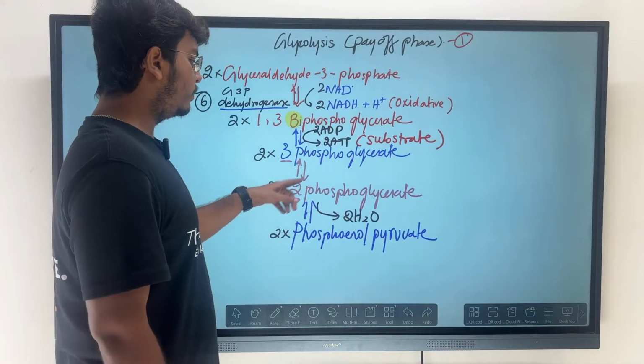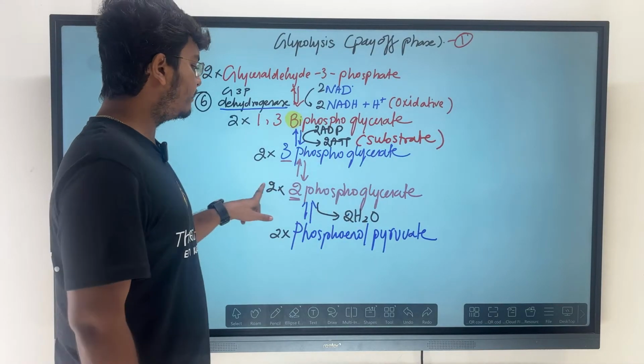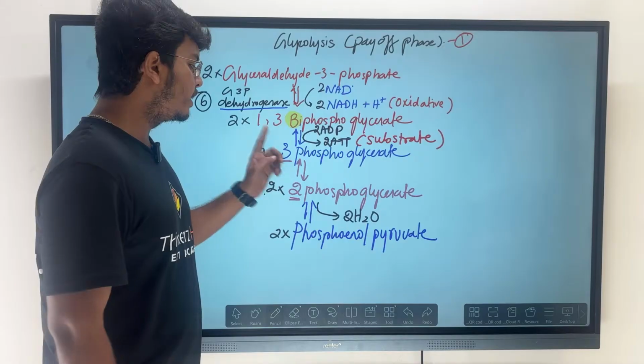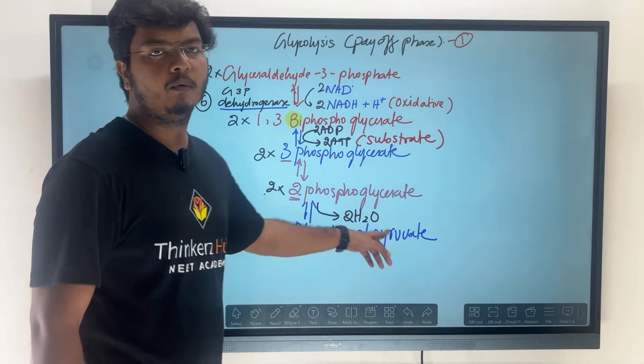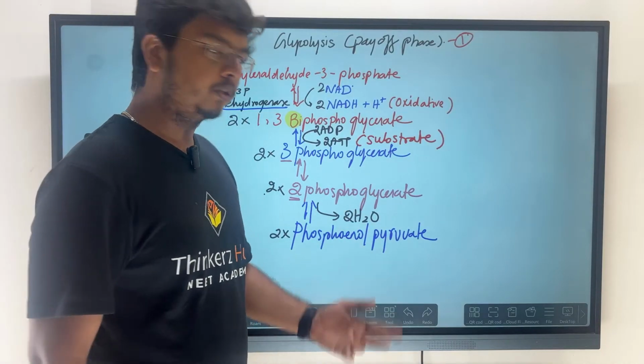Okay, so we know how many 2-phosphoglycerates are there? We have 2 molecules of 2-phosphoglycerate. So if it is getting converted into 2 molecules of phosphoenol pyruvate, that means how many water should be released? Again 2 water should be released.